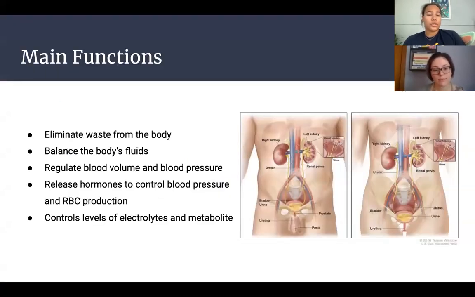So, the main functions of the urinary system include eliminating waste from our bodies, balancing the body's fluids in its intake and outtake, regulating blood volume and blood pressure, and releasing hormones to help control the blood pressure and red blood cell production, as well as controlling levels of electrolytes and metabolites.